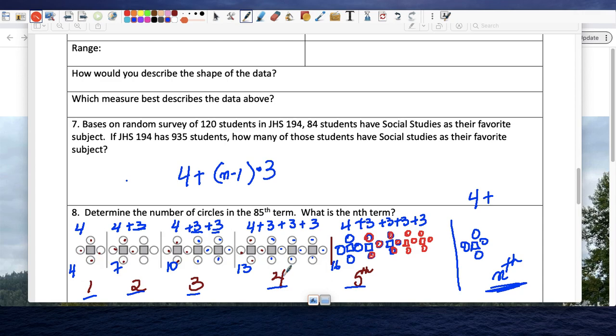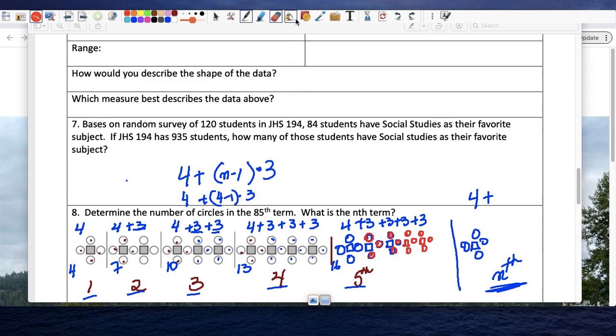So let me plug 4 in my little formula over here. If I plug 4 in my formula, I should get 13. So I get 4, that's the original 4 plus, and I replace the n with 4. So I get 4 minus 1 times 3. Now 4 minus 1 is 3. 3 times 3 is 9, plus 4 is 13. Yeah, look at that. It does seem to work.